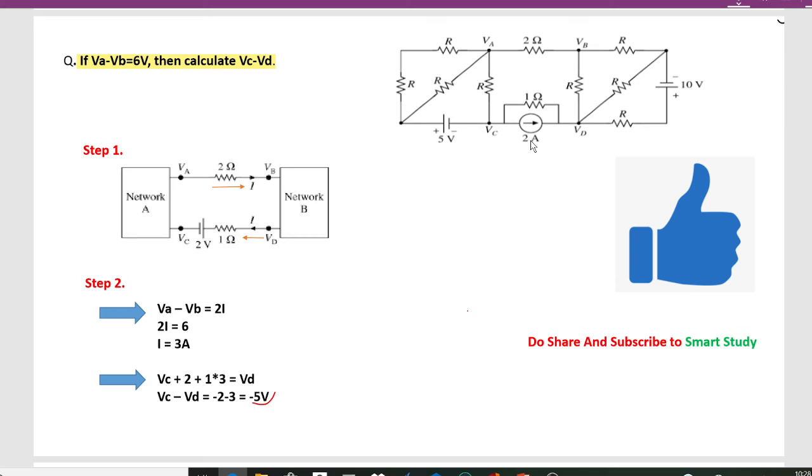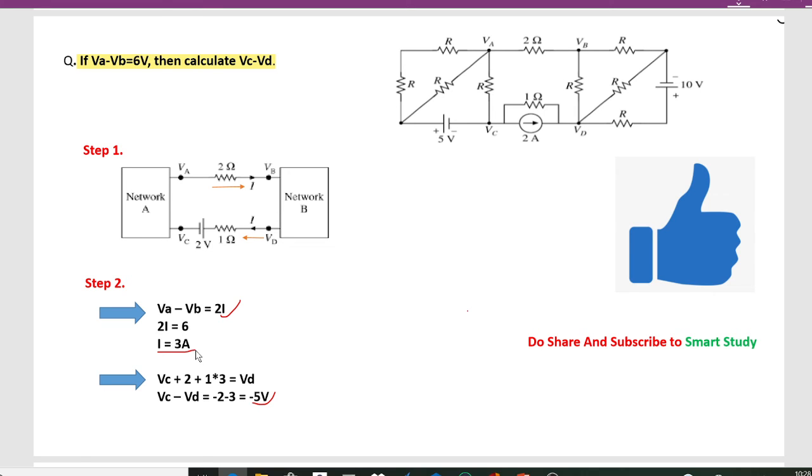To calculate the potential across it, we can simply use Ohm's law, V equals IR. On calculating V equals IR, we get 2 volt here. The remaining is a 1 ohm resistor, and suppose the current flowing through this branch is I. In the question VA minus VB is given as 6 volt. So VA minus VB equals 2 into I, and we know VA minus VB is given as 6, so we can write 2I equals 6.